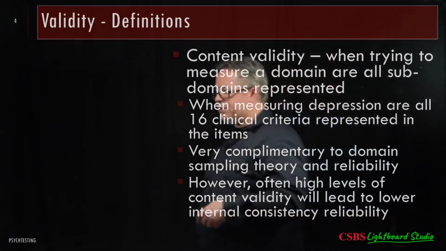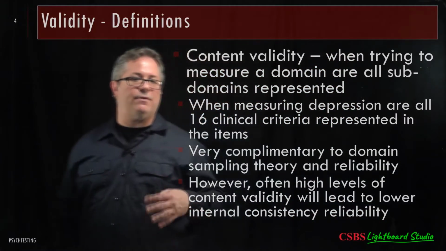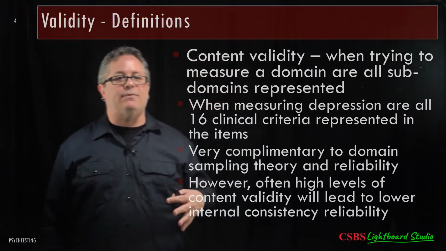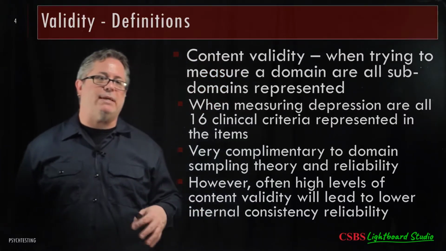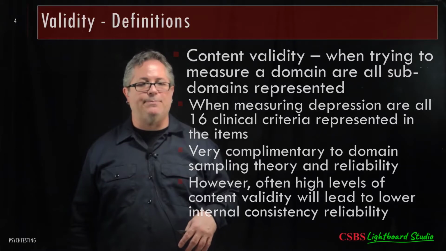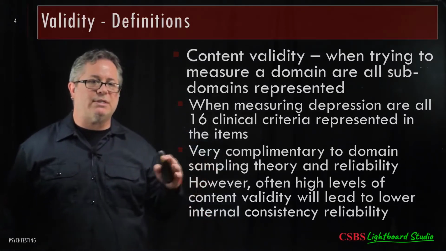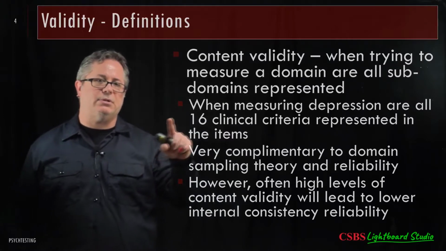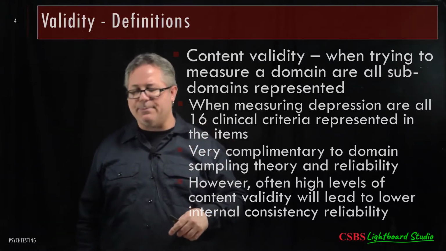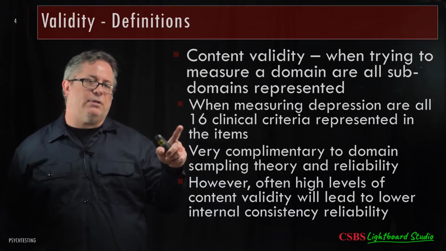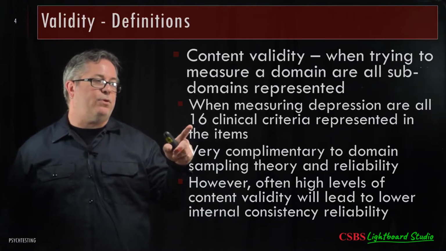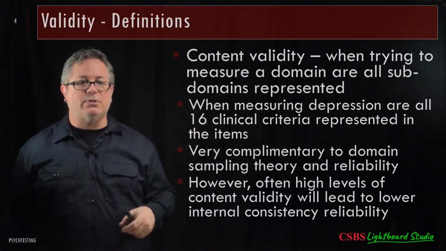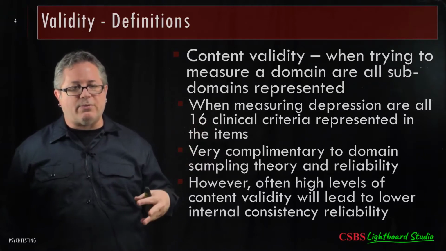So in terms of scales, there's all kinds of stuff that people have come up with. Content validity, right? When trying to measure a domain, are all subdomains represented? So measuring depression, are all 16 clinical criteria represented in the items? I think the 16 is from the DSM. This may have been dated, maybe 16 from the DSM-4. It may have changed in the revised version. But anyway, are all the clinical criteria represented?